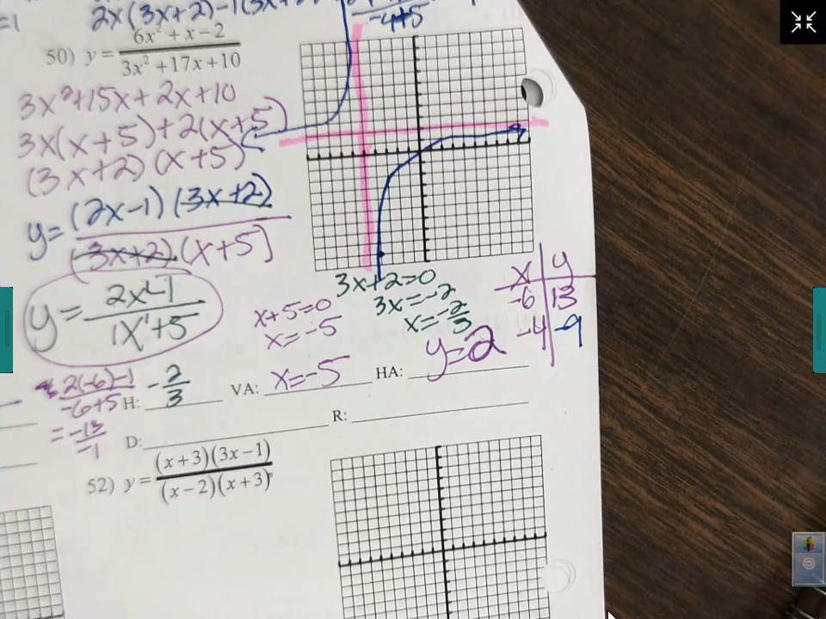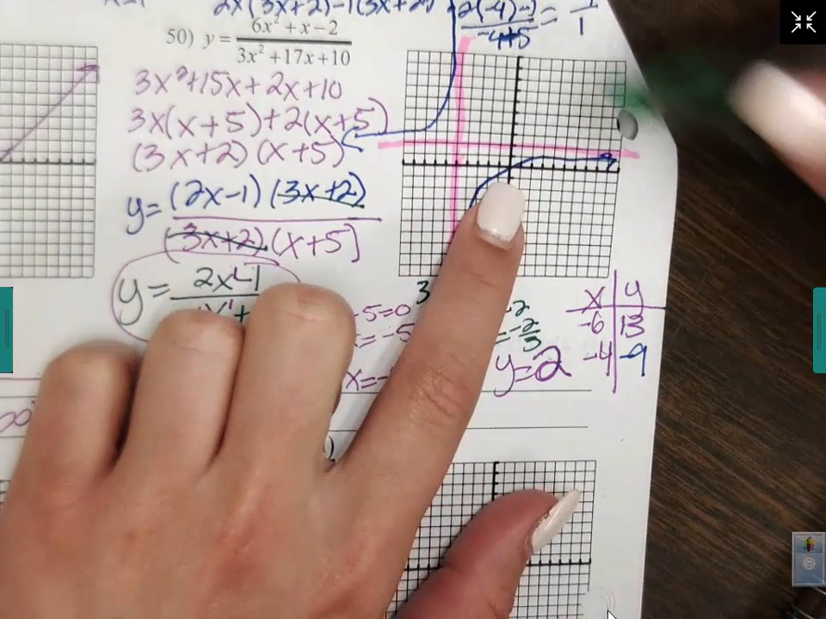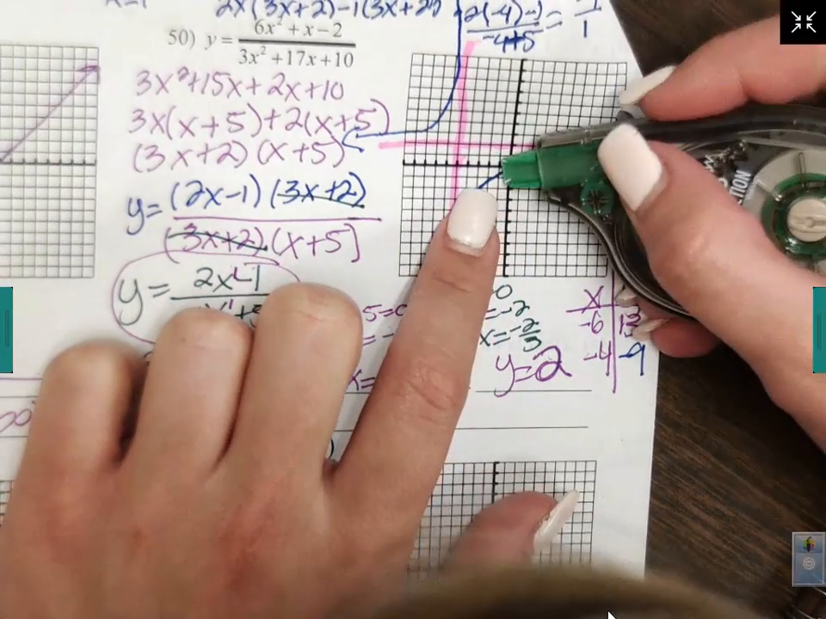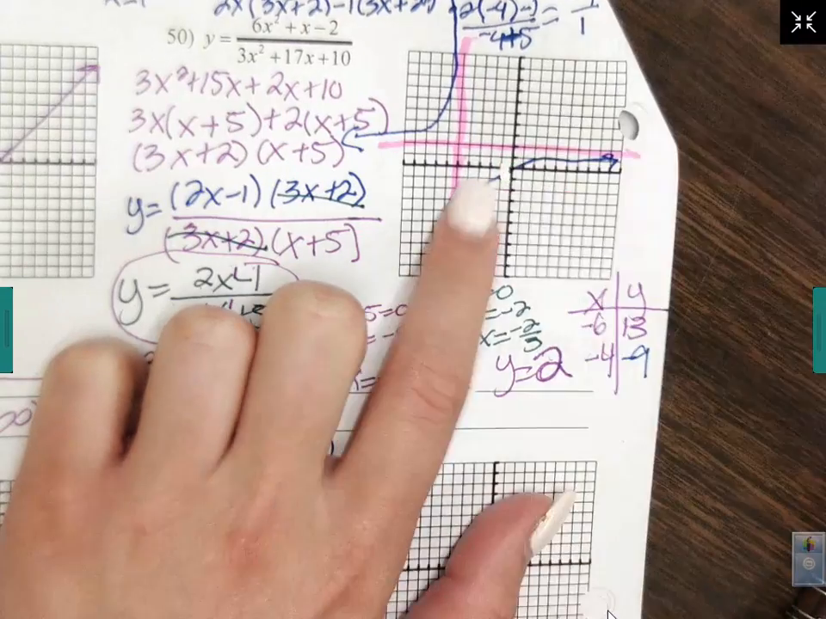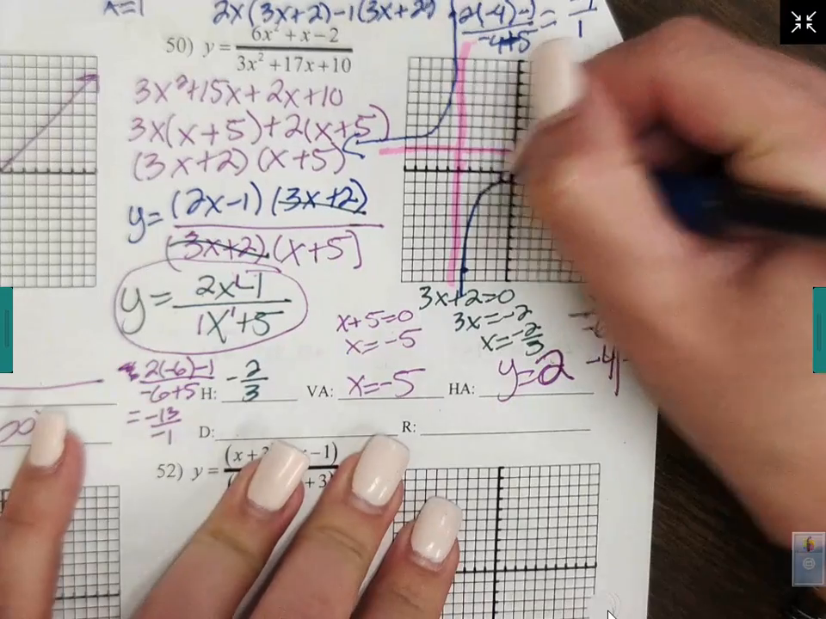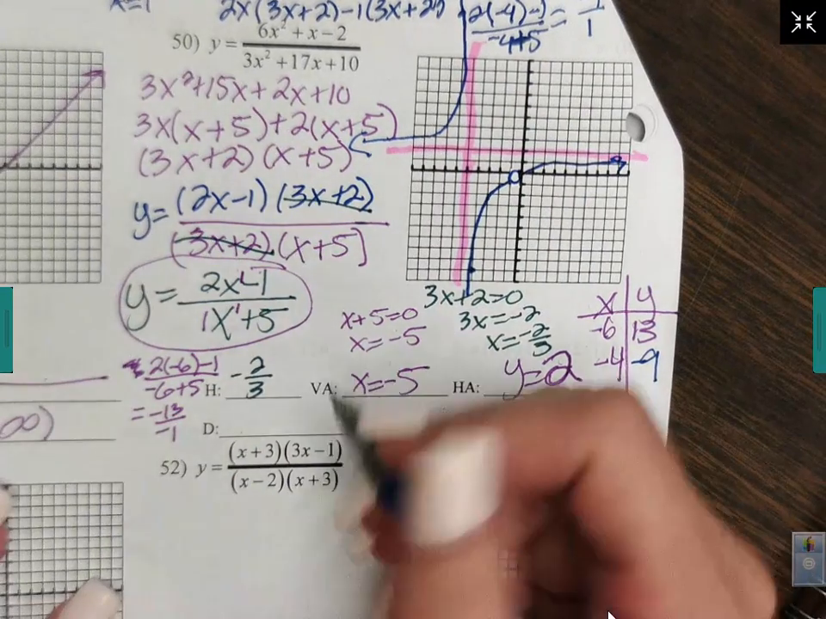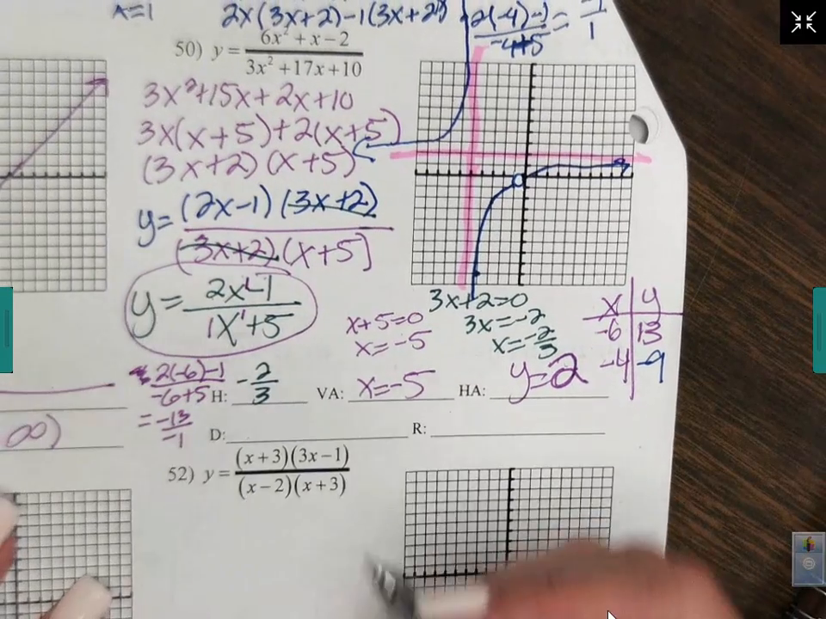So we almost forgot to identify our hole, which is at negative 2/3. So I'm going to follow our graph, and our graph is at negative 2/3 about right here. And I'm just going to draw a little hole there. Do y'all see that? The domain you need to write really, really small.